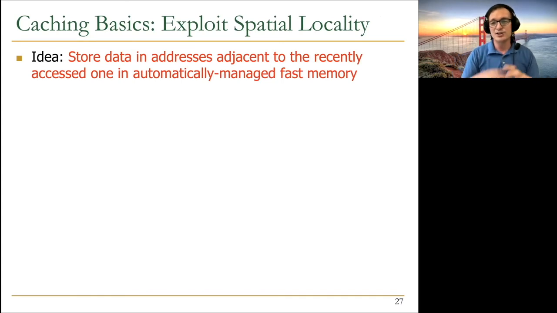Okay, so let's talk about spatial locality also. The idea in exploiting spatial locality in a cache is we would like to store the data in memory addresses adjacent to the recently accessed one in automatically managed fast memory called a cache. So we don't just store the recently accessed location, but we also store the data in addresses that are adjacent to that location. So we store a block, which is called a cache block or cache line, as we will see.